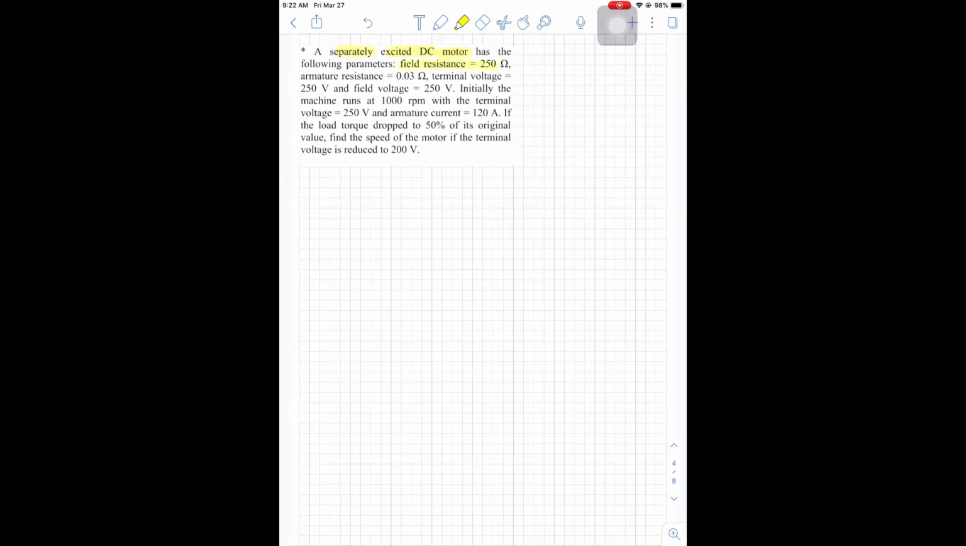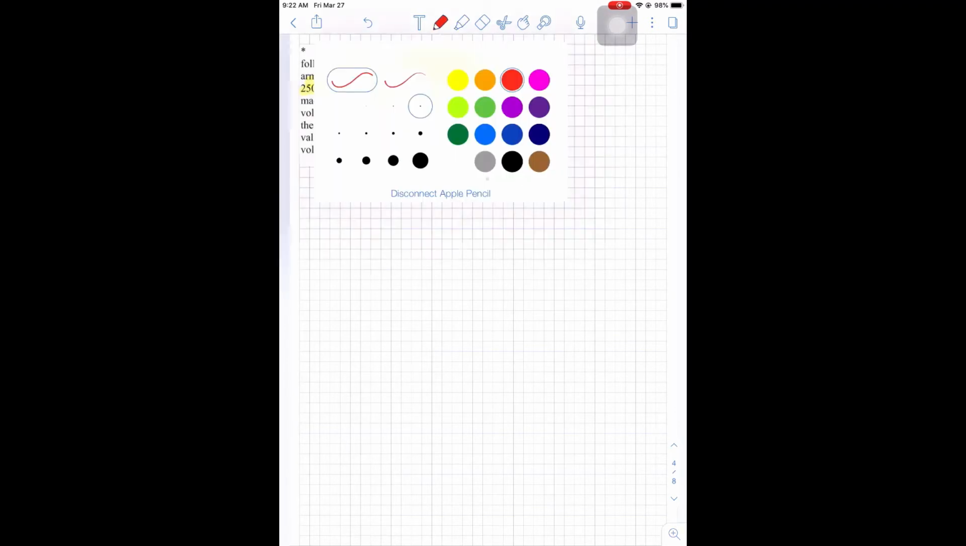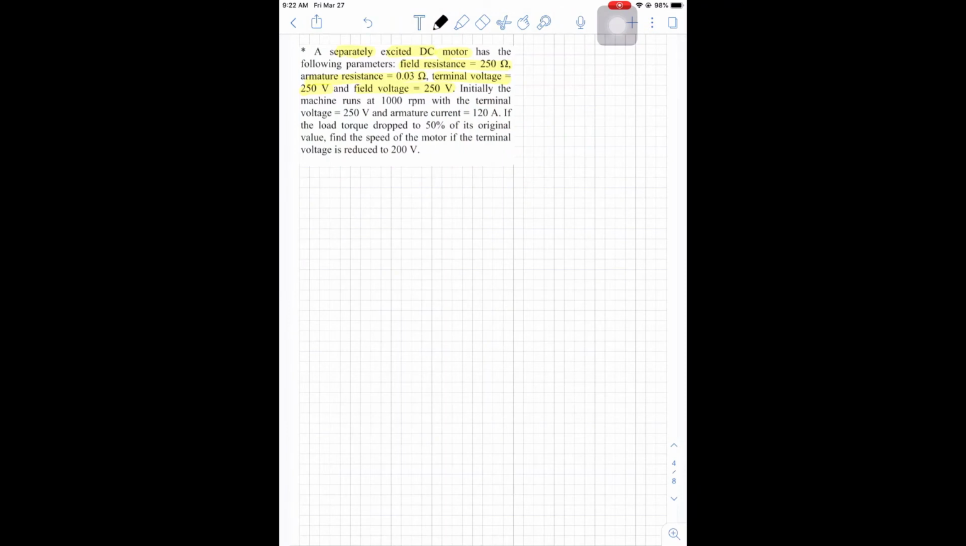Field resistance is 250, armature resistance is 0.03. The terminal voltage is 250 and the field voltage is 250. If we sketch the circuit here, we have a separately excited DC motor, so the field is separate from the armature.